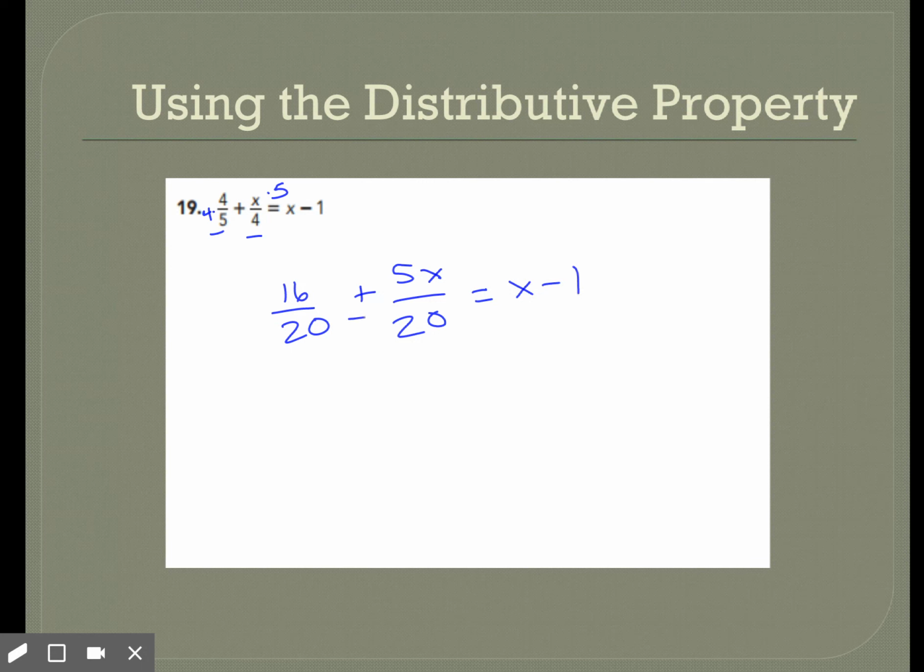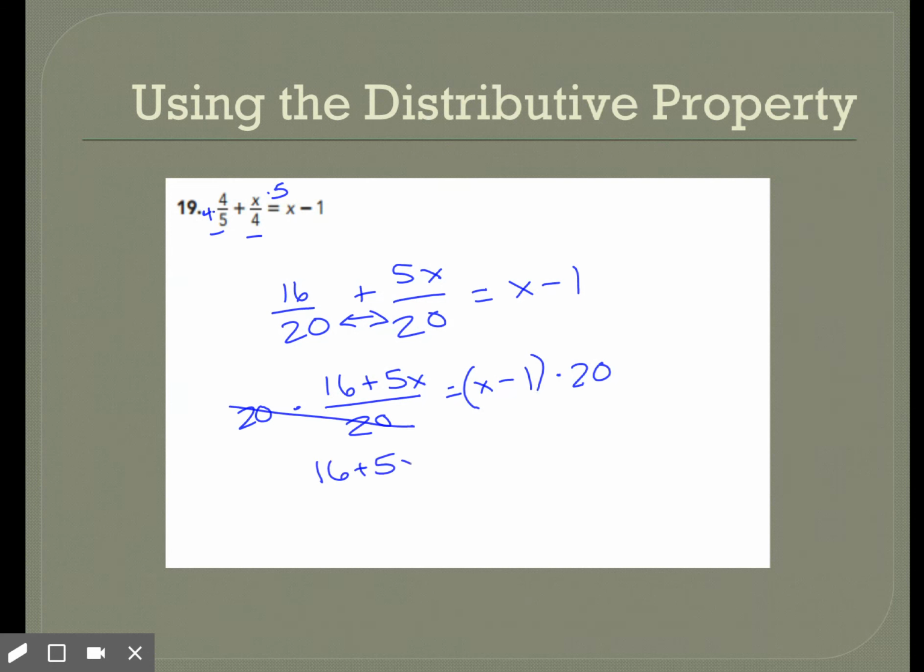So I'm going to combine my terms here because I don't have any, so I just have 16 plus 5x over 20 equals x minus 1. So now I got to multiply both sides by 20. Remember, I have to multiply everything over here by 20. So that'll cancel out. I'll get 16 plus 5x equals 20x minus 20.